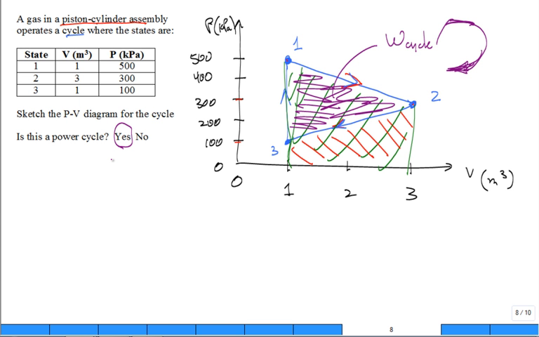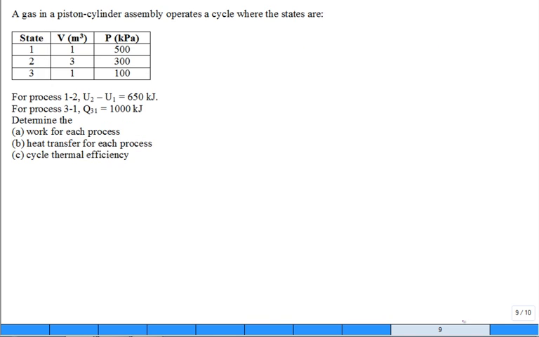You ready to solve a problem, continue this problem? So if the work for the cycle is positive, does that mean it will be a power cycle? That's correct. So now they give us the same information but more here. They say that for process 1 to 2, the change in internal energy is 650 kilojoules. So U2 is greater than U1 by 650 kilojoules. And for the process 3 to 1, Q is 1,000 kilojoules. Determine the work for each process.